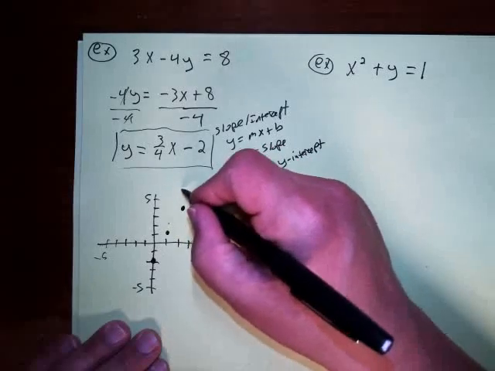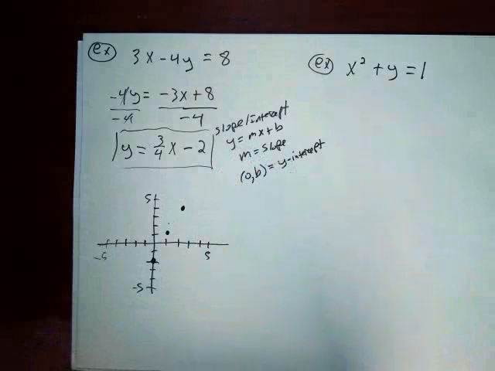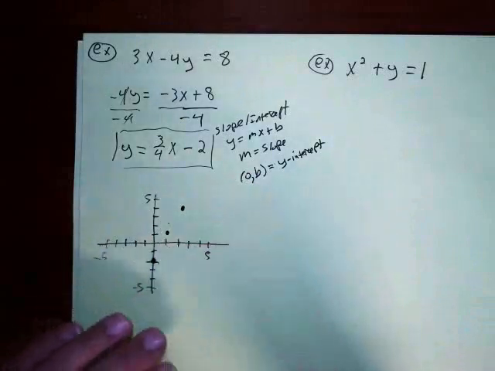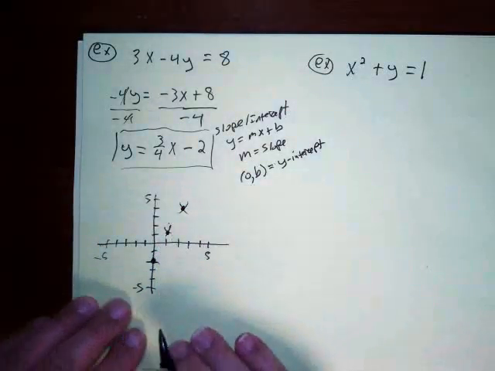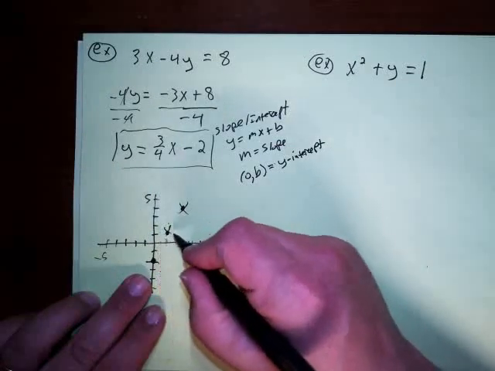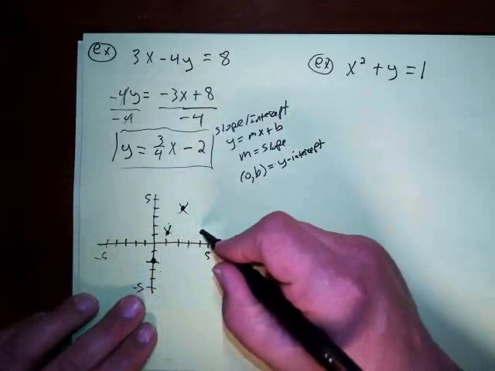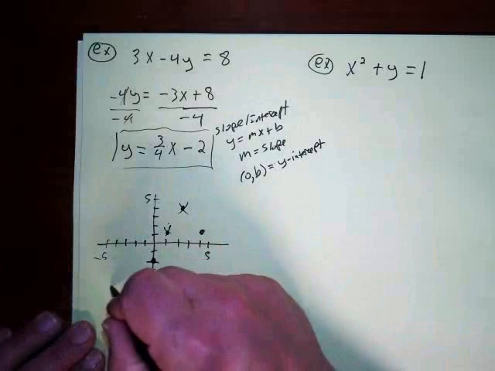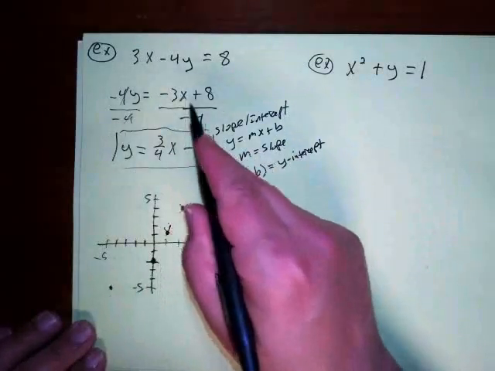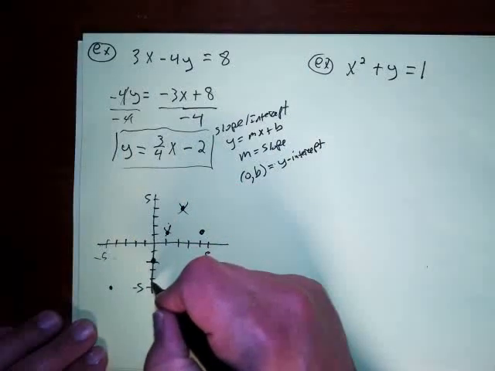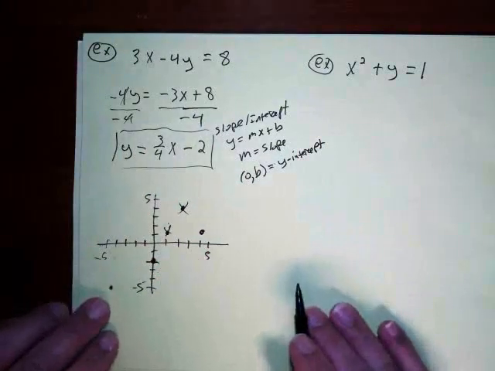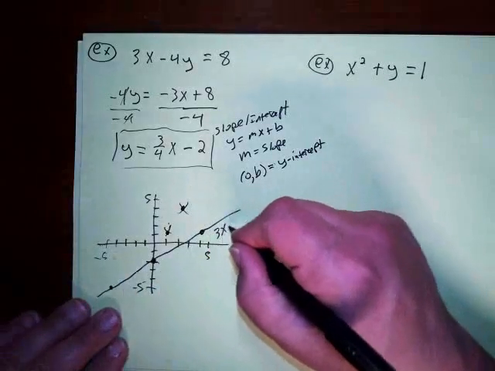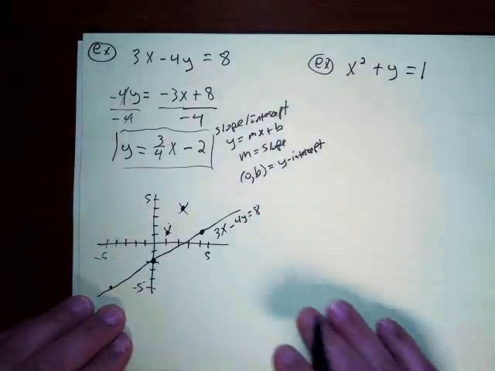Oh, and I did it wrong. Sorry. It's up 3 for every 4 you go over, so this is not right. I'm going to go up 3 for every 4 I go over. Sorry about that. Then I go up 3 over 4, or I could go down 3 and back 4. In fact, that would be like negative 3 over negative 4: down 3, negative 3, over back 4, negative 4. And there I see my line here. That would be the line 3x minus 4y is equal to 8.